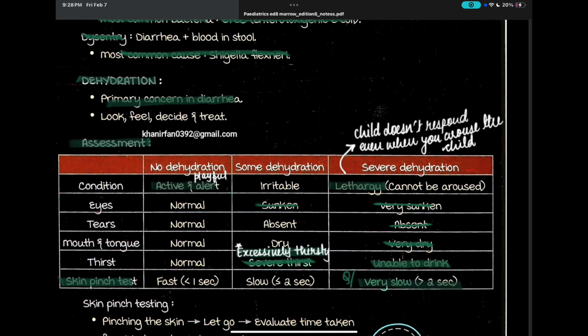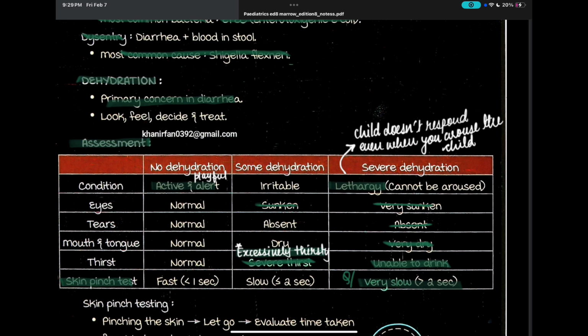What is the condition in no dehydration? Child is active, playful, and alert. Their eyes are normal. The tears are coming normally. Mouth and tongue is normal. Thirst is normal. Skin pinch test is fast, that is less than 1 second.